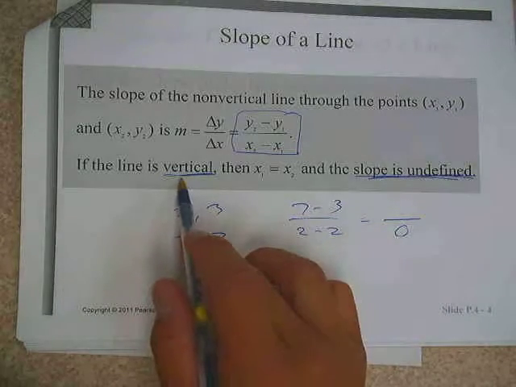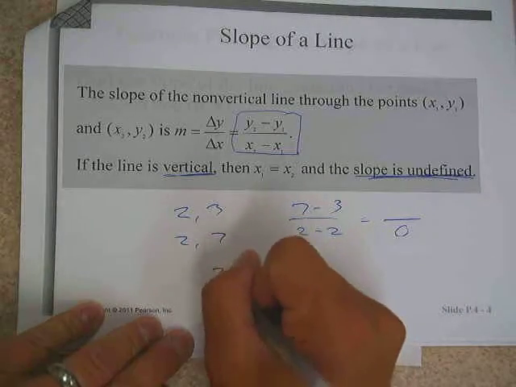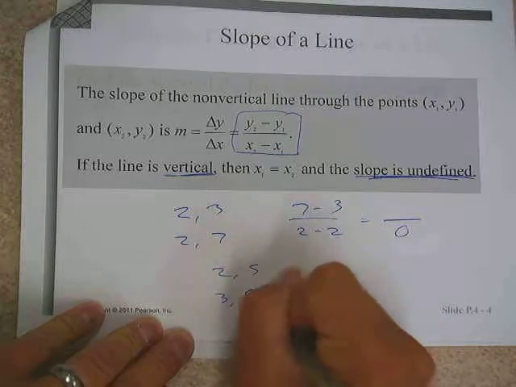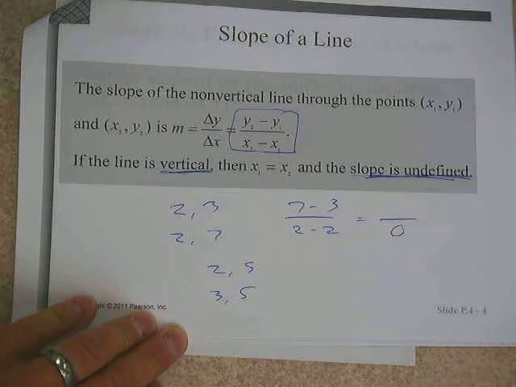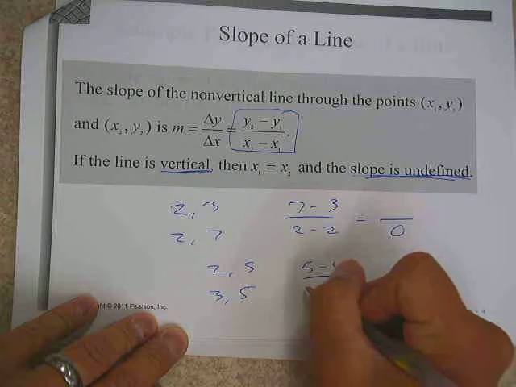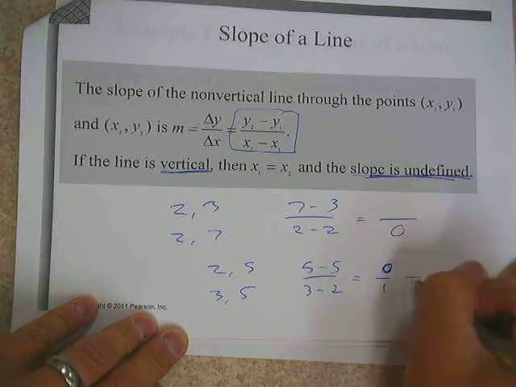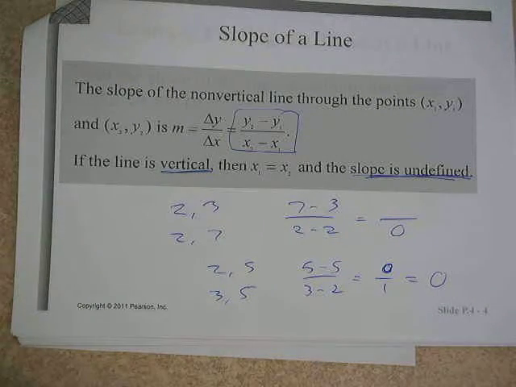I'd have 0 on the bottom of the fraction, which is undefined. True? So we say that if the line is vertical, the slope is undefined. Would it be okay to have, let's say, (2, 5) and (3, 5)? If I had those 2 points, and I graphed them, they'd be horizontal to each other, and I'd have 5 minus 5 over 3 minus 2, which gives 0 over 1.